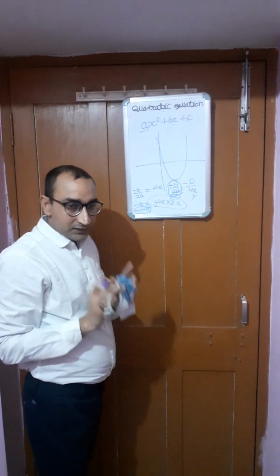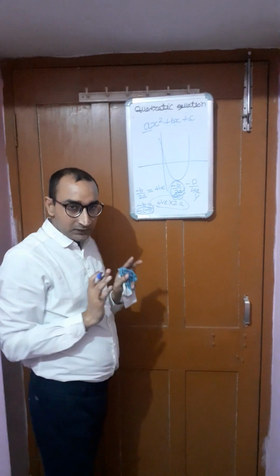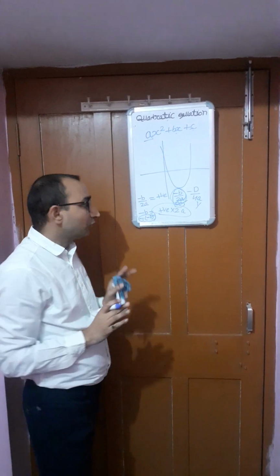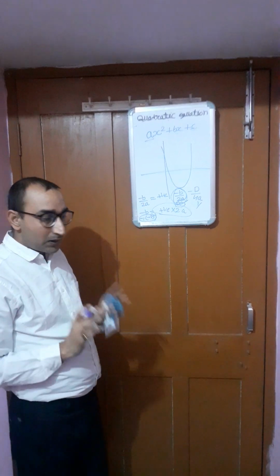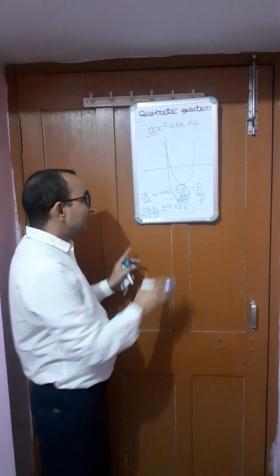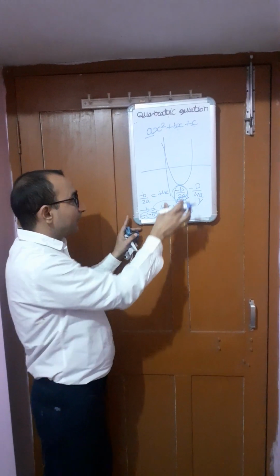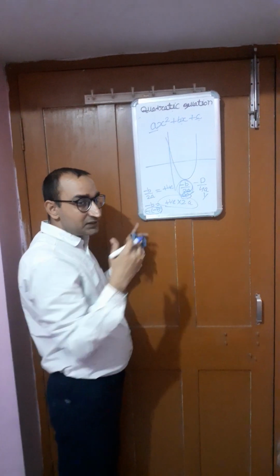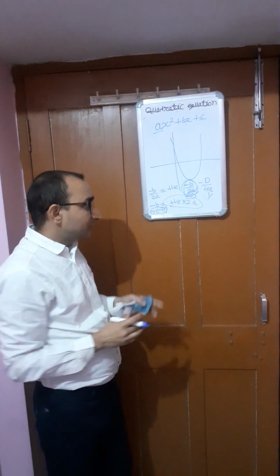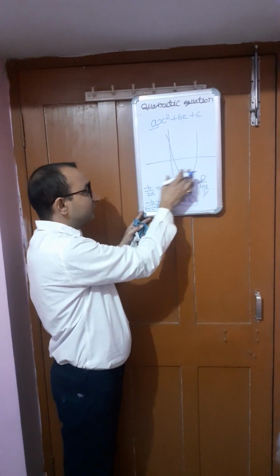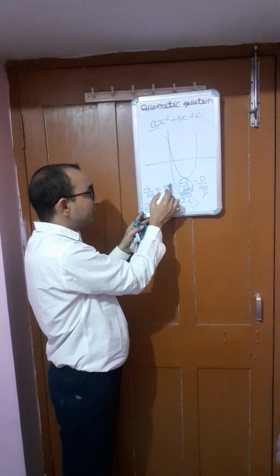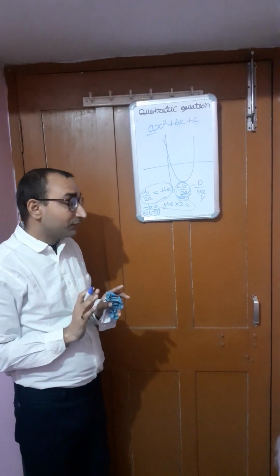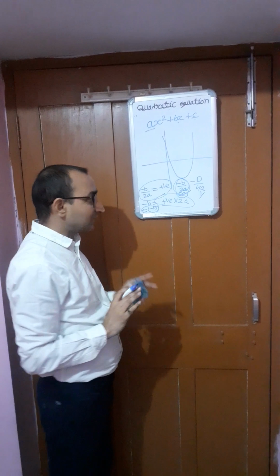To find the value of a, it is easy to find the value of c. I have explained how we can find the sign of b. You have to observe in which quadrant the graph is present. If the graph is present in this quadrant, by using this method you can find the sign of b.